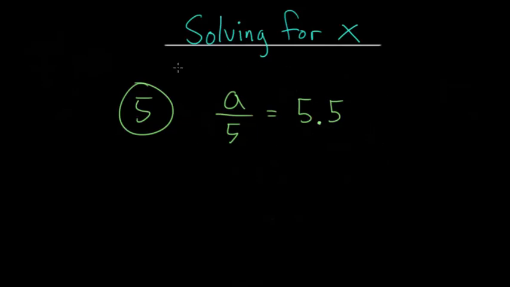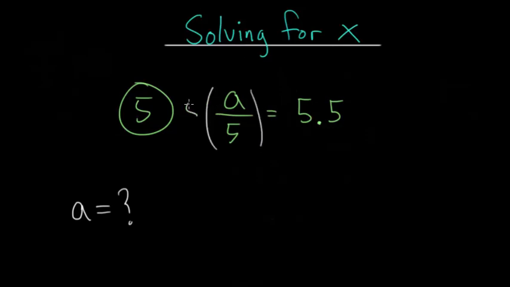So starting with this fifth problem here, we have a divided by 5 gives us 5.5. So we know that we want to get a by itself. So a equals something. And to do that, we first have to get rid of this fraction and this 5 in the denominator. So one thing to keep in mind is that the fraction bar is simply just division. And to cancel out division, we'll want to multiply since that's the opposite of division.